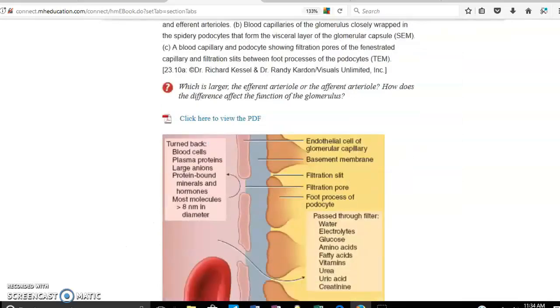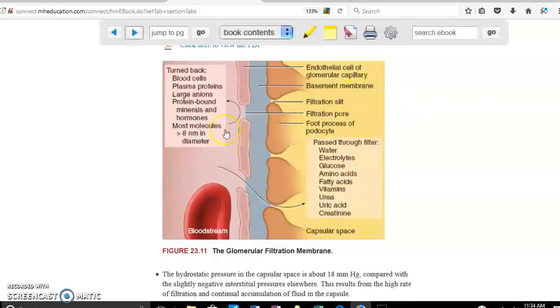If we scroll down, we can see those things right here. This is where the blood is. These are the walls of the capillary with the holes with the fenestration. These are the basement membrane, and these are the podocytes.